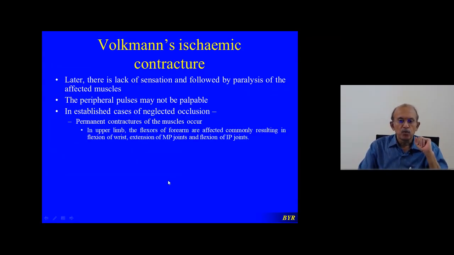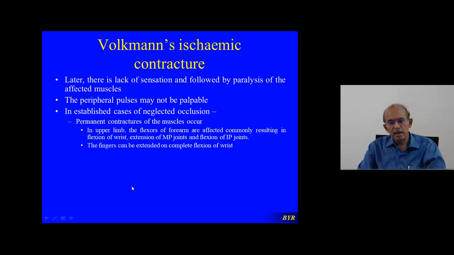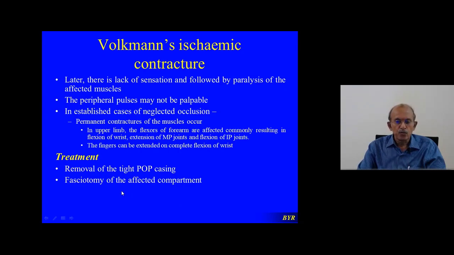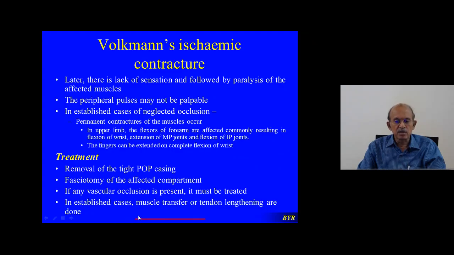In upper limb, flexors of the forearm are affected commonly, resulting in flexion of the wrist, extension of MP joints, and flexion of the IP joints. The fingers can be extended on complete flexion of the wrist. Treatment: removal of the tight POP casing, fasciotomy of the affected compartment. If any vascular occlusion is present, it must be treated. In established cases, muscle transfer or tendon lengthening are done.